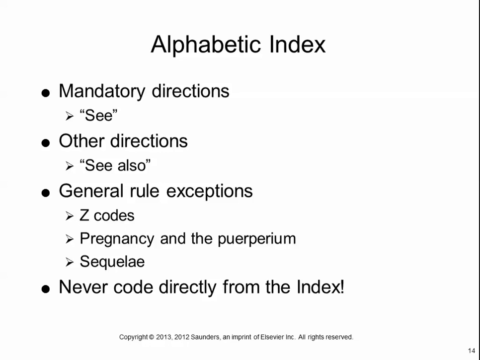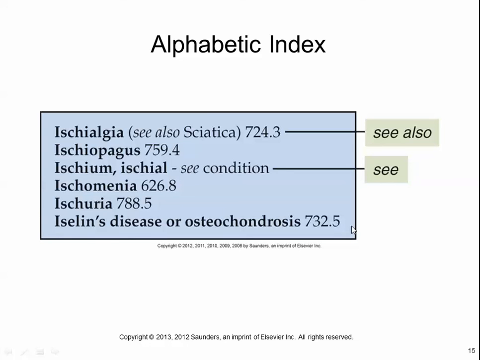What's the most important thing here? You never, ever, ever code directly from the index. So, what do we do here? Here we've got "see also." What does "see also" mean? It means, hey, there might be someplace else for you to go. There may be a better term. Why don't you take a peek if you want? "See condition" right here, you don't have a choice. Go look, right? It's mandatory. Okay?